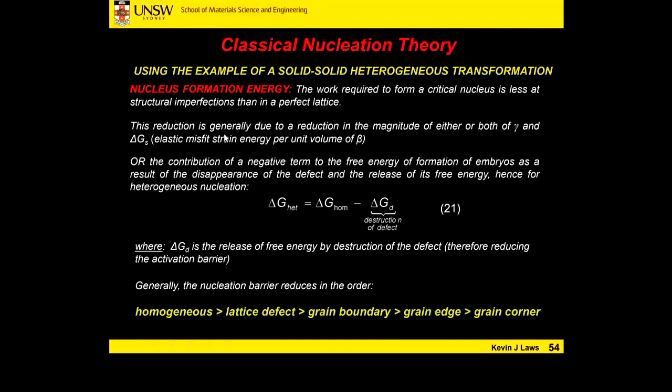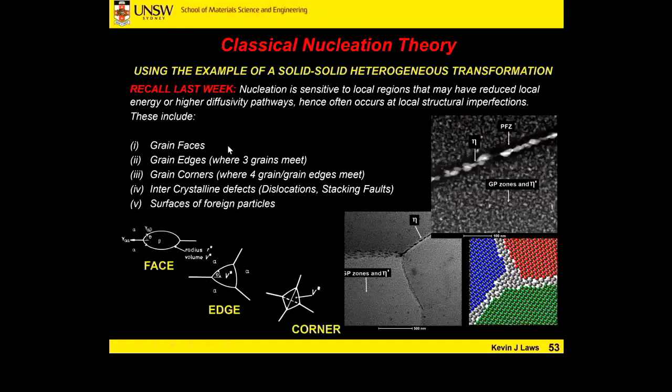When we look at grain faces, so what's a grain face? A grain face is where we have the face of one grain matching up to the face of another grain. It's essentially a two-dimensional structure. So we have an energy essentially associated with a two-dimensional structure, an interface between two grains. So that's the grain face. Of all these features, that actually has the lowest structural energy.